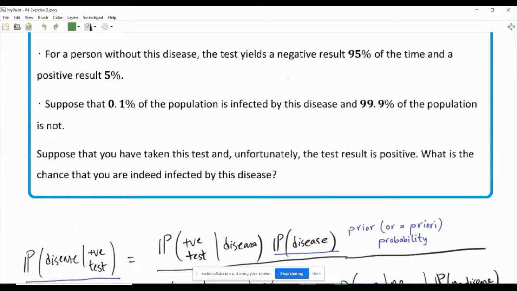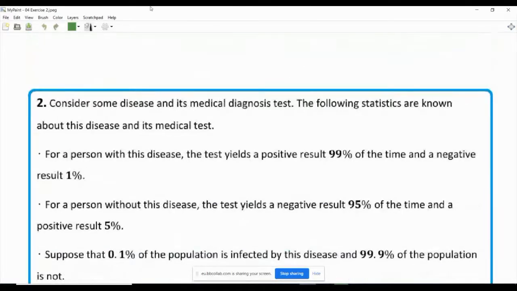Now let's do our second example. We have a disease and a test. There is no test that is perfect. No test whatsoever is perfect. And so the test is characterized by the following numbers, and let's see them.